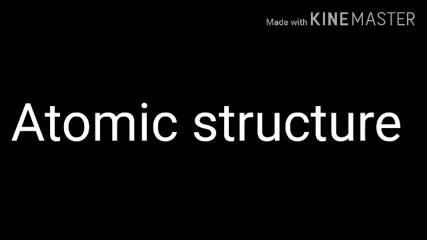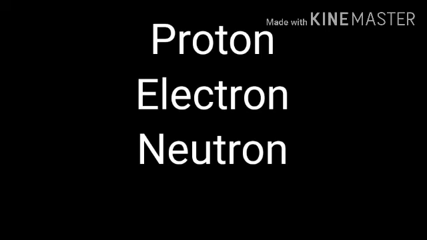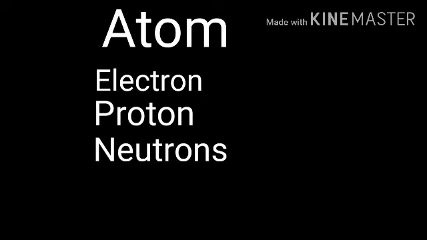Last class I sent one video. What is an atom? An atom consists of three subatomic particles. What are they? Protons, neutrons, electrons. Those are the fundamental particles of atoms. So an atom consists of subatomic particles called electrons, protons and neutrons.